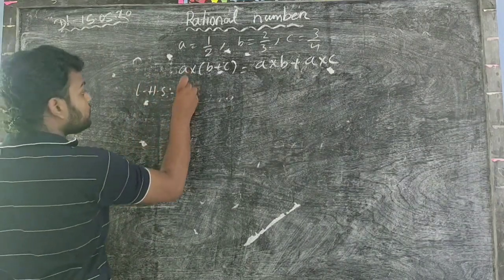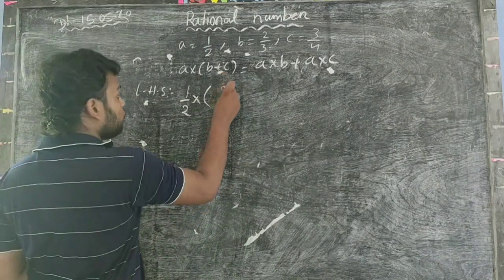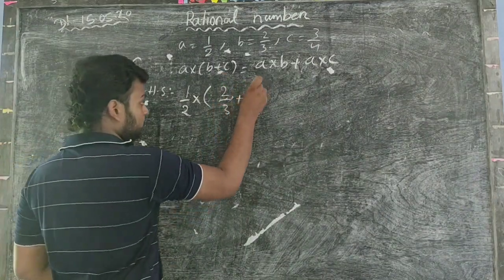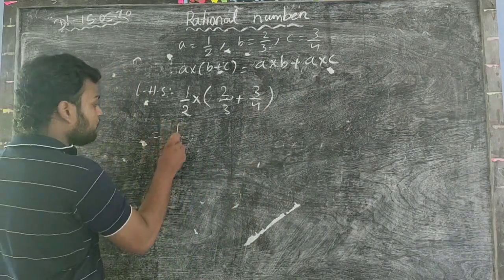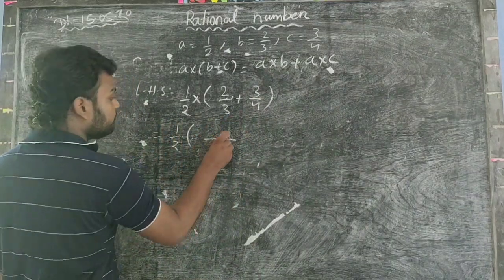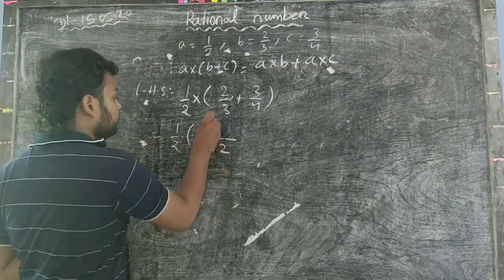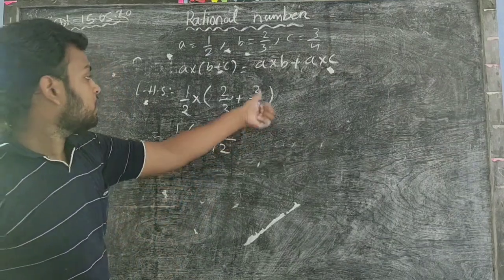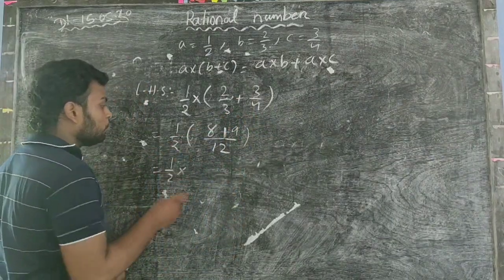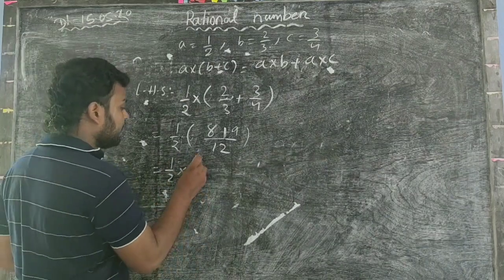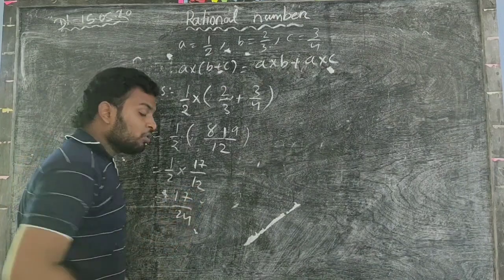So A into (B plus C) means 1 by 2 into (2 by 3 plus 3 by 4). The LCM is 12. So 12 divided by 3 is 4, 4 into 2 is 8, plus 12 divided by 4 is 3, 3 into 3 is 9. So it is equal to 1 by 2 into 17 by 12, which is equal to 17 by 24.